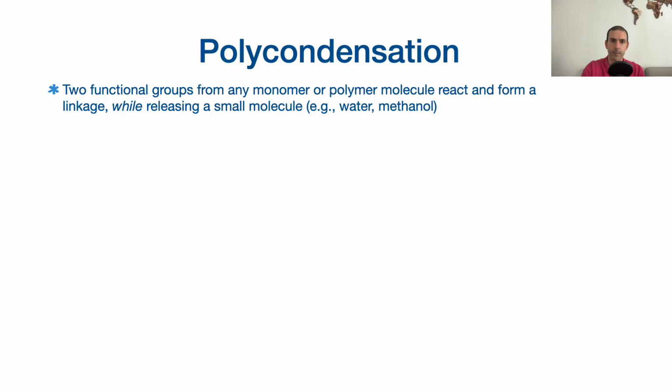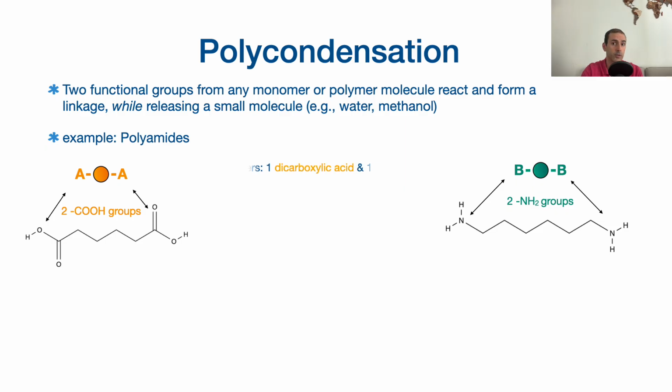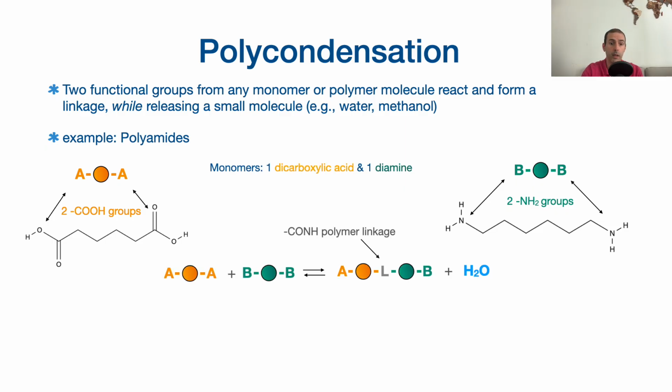Let us consider polyamides. One way to form them is to start with a dicarboxylic acid. So here, adipic acid, which has two COOH groups. Remember, in our sketch formalisms, these COOH groups were the two A groups. And then we also need a diamine, here hexamethylene diamine, with two NH2 groups. In our sketch, the two Bs. When the two monomers react, they form a CO-NH bond, which is the L linkage, and release a water molecule. The reaction is at equilibrium.